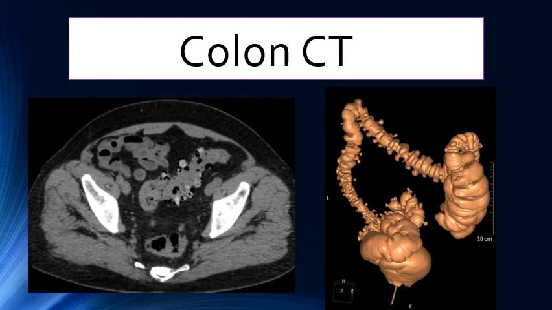We can see here also in CT appearance, this is the diverticular disease in the sigmoid, as we see here, and also in the CT virtual colonoscopy, as we will mention later on. We can see this is multiple diverticular disease affecting different parts of the colon.